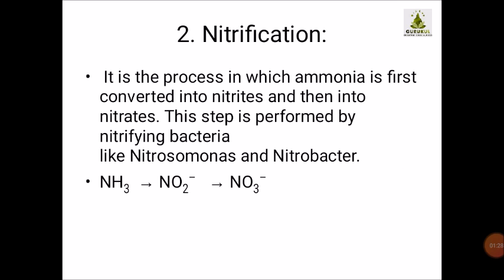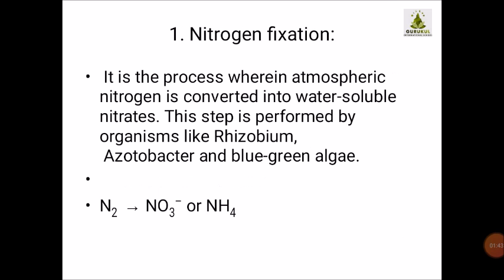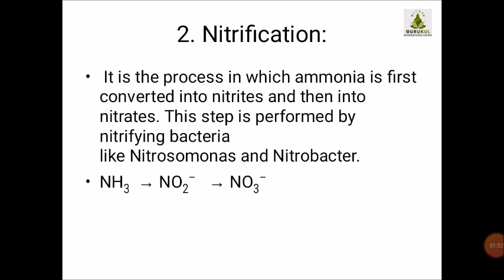Then the next stage is nitrification. What happens in nitrification? Ammonia is first converted into nitrites and then into nitrates. The first stage was nitrogen fixation, in which atmospheric nitrogen is converted into water soluble nitrates. In nitrification, ammonia is converted into nitrites and then into nitrates. This step is performed by which bacteria? Nitrosomonas and Nitrobacter. These are the two bacteria involved in the process of nitrification.